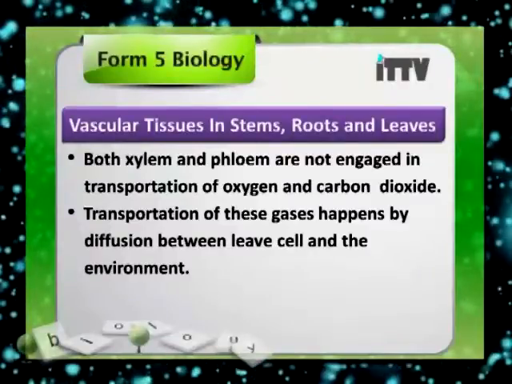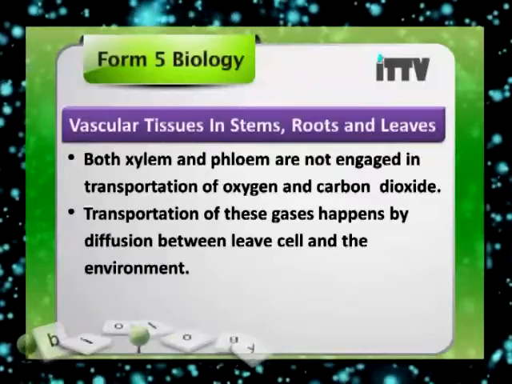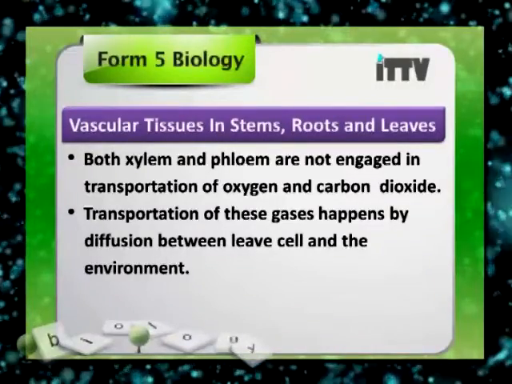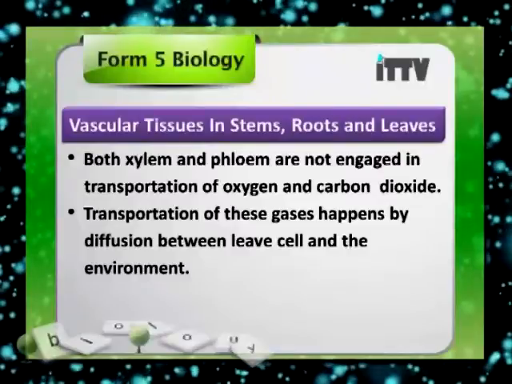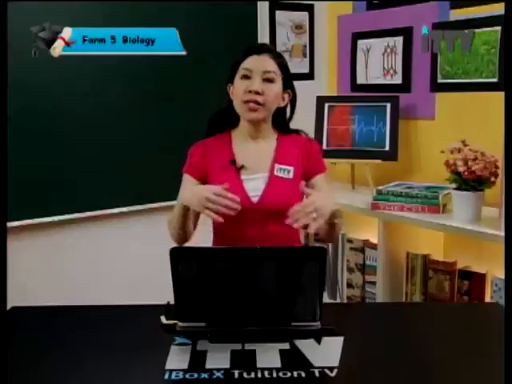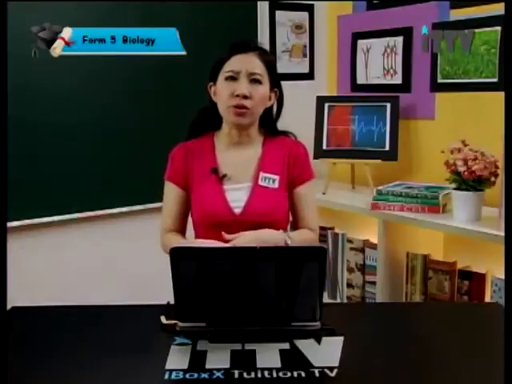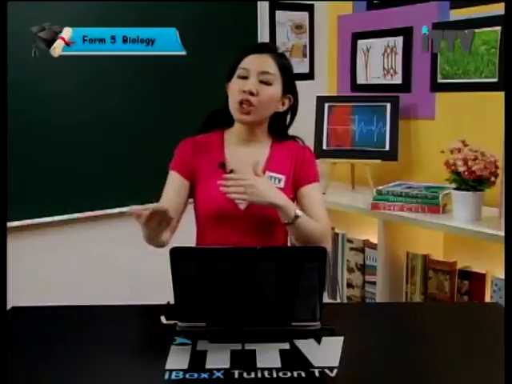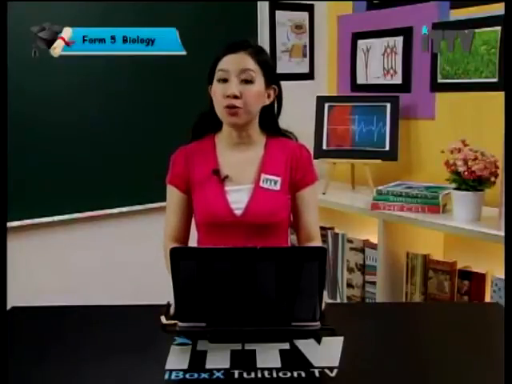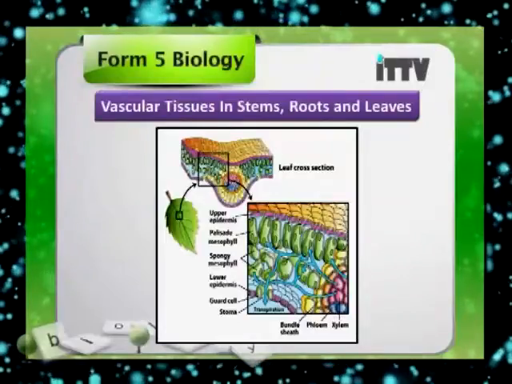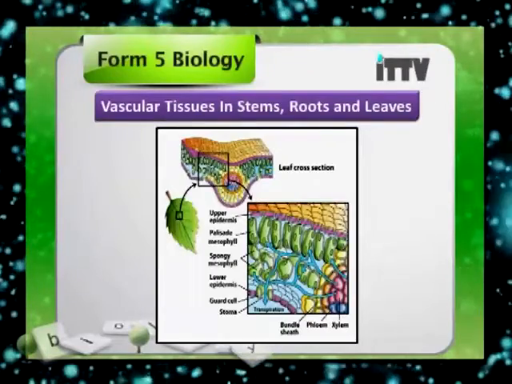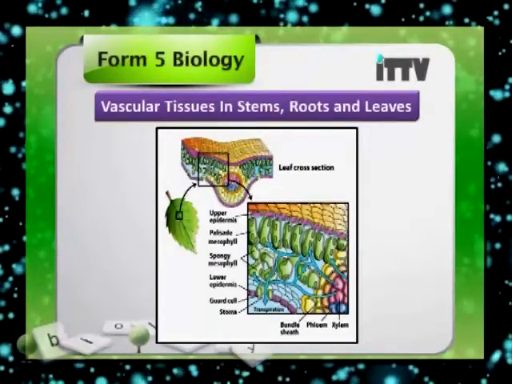Both xylem and phloem are not engaged in transportation of oxygen and CO2. Transportation of these gases happens by diffusion between cell and environment. So, you see, plants, unlike animals and us humans, don't need a respiratory system like lungs or gills or amphibians' lungs as well. But for plants, exchange of gases just happens between the cells and the environment through a process called diffusion.